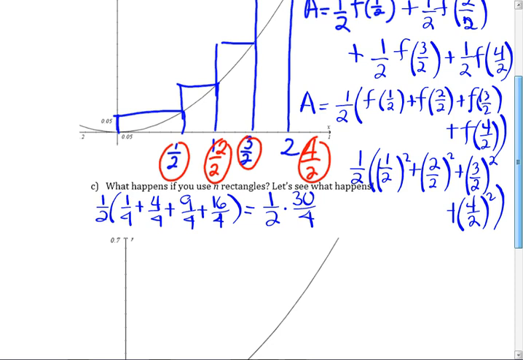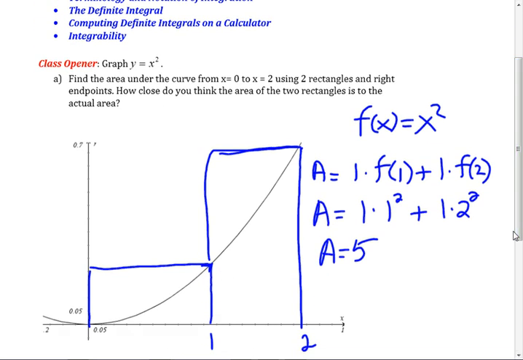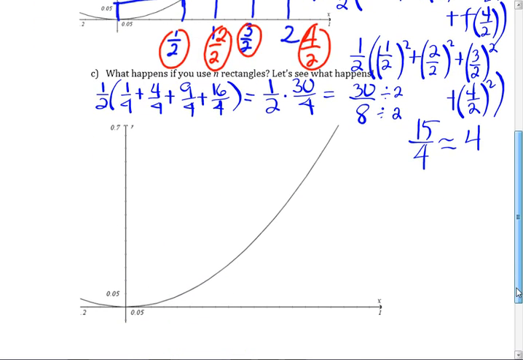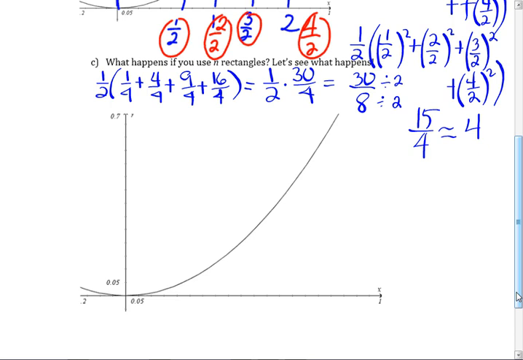Fourths. Well, yeah, I can make it 38. Who would like me to do that? But we can reduce that. What goes into 30 and 8? 2. So it's 15/4, which is pretty close to 4, right? Sure. Okay. Getting better. What was our first estimate? It was 5. Okay. So it's getting closer. It's 4.